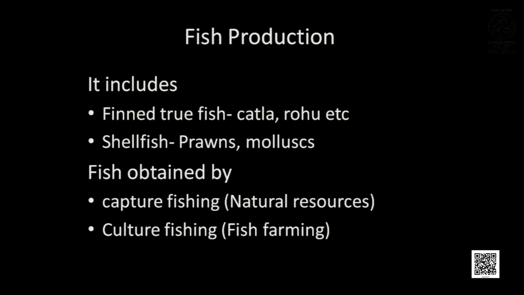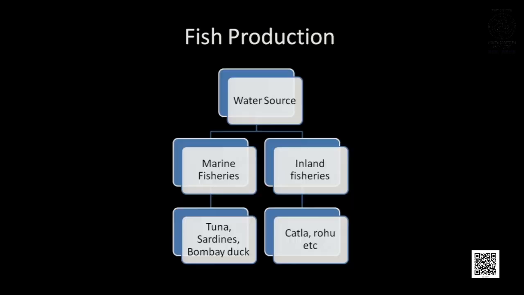And also through culture fishing, and it is called fish farming. Now, you can see fish production, the water sources, and the water sources are marine and inland fisheries. Examples of marine fishes are tuna, sardines, Bombay duck, etc. And inland fisheries, that means pond, lake, rivers, and examples of fishes are catla, rohu, etc.